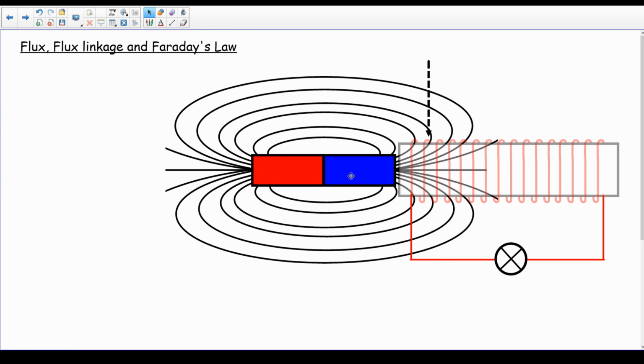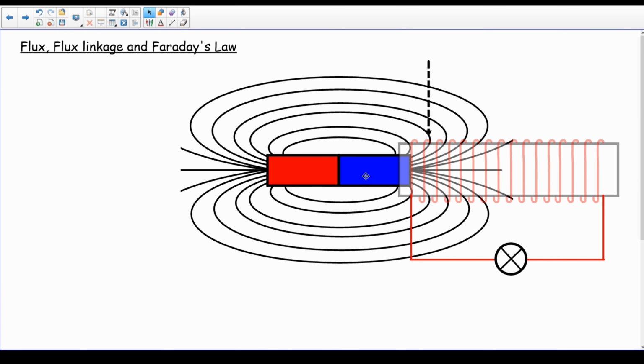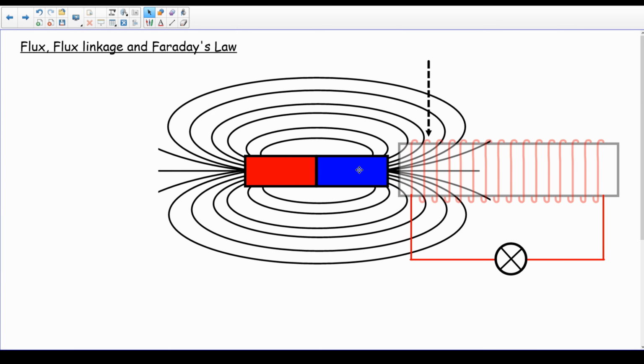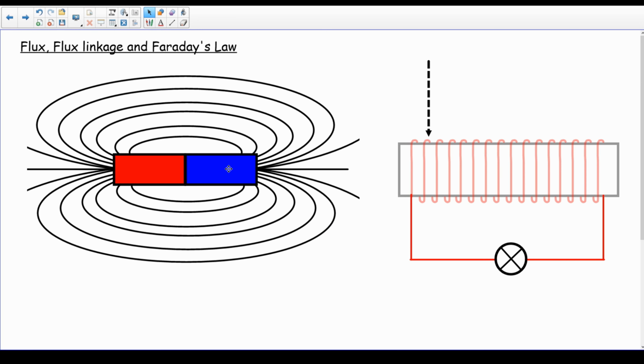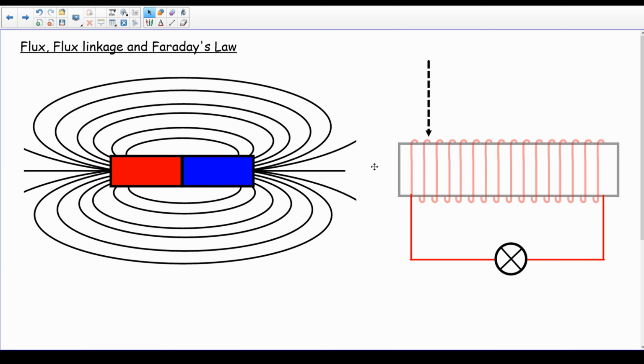And as we move in, we get more and more lines of flux that are traveling through this coil of wire. And as we come back out, that number decreases again, back down to eventually 0 once my magnet is far enough away. Okay, this is why electricity travels inside coils of wire with magnets moving near them. And it's got to do with something called flux linkage.